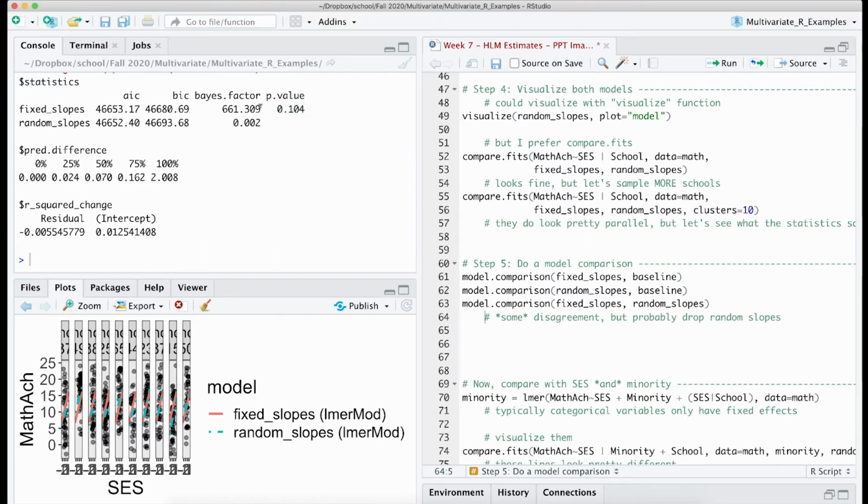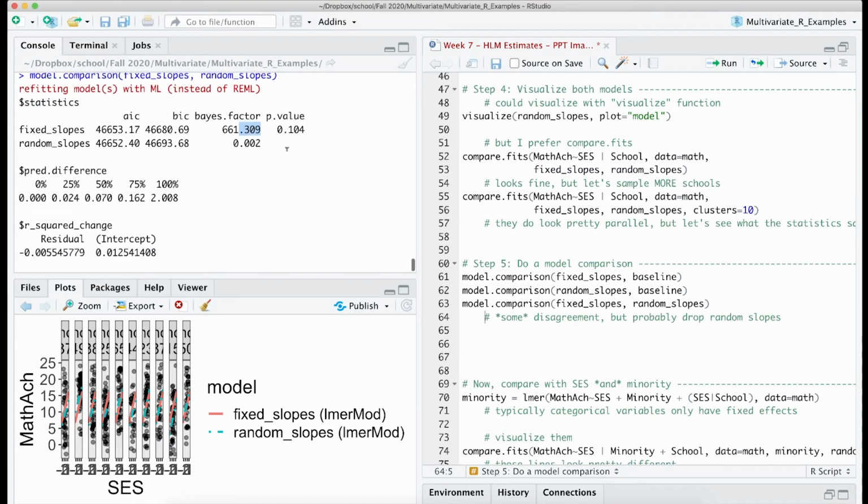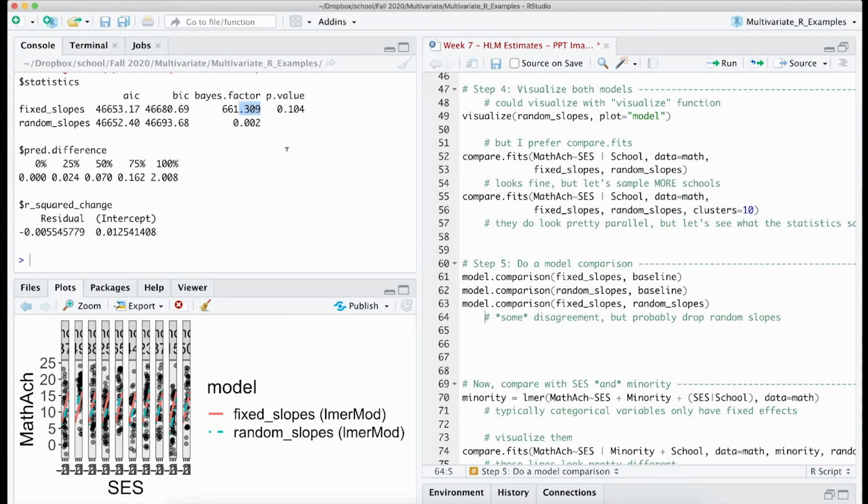But the Bayes factor actually tells something quite different. It says there is striking evidence in favor of the fixed slope model. So they both technically agree that we favor the fixed slope, but the Bayes factor is much less ambiguous than the p-value was. And then the BIC favors the fixed model, and the AIC actually favors the random slopes model, which is interesting. So we don't have 100% agreement here. But I'm inclined to say let's go with the fixed model since it's the simpler model and we do have the majority of our estimates saying that we ought to favor those.